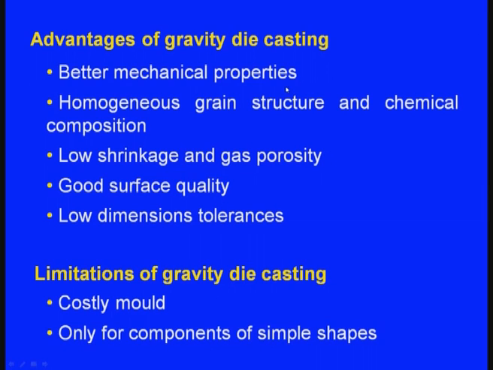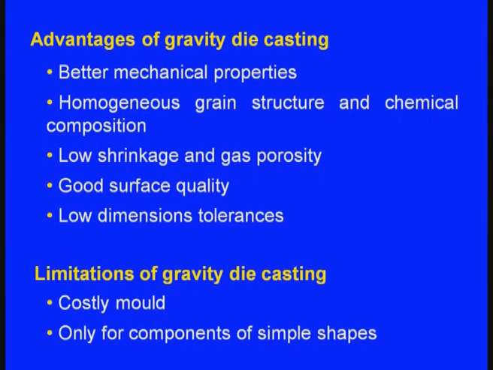So, better mechanical properties are obtained in gravity die casting. Next one, homogeneous grain structure and chemical composition can be obtained. Why? Because we exert pressure, and because of this pressure the molten metal will be trapped between the two dies. That is how we get the homogeneous grain structure and chemical composition.